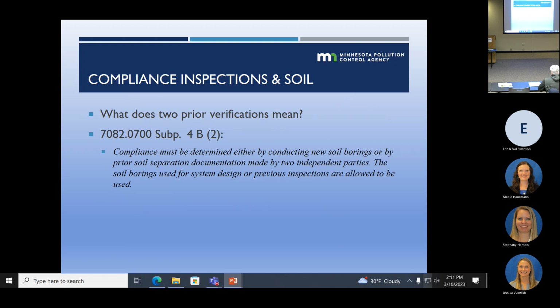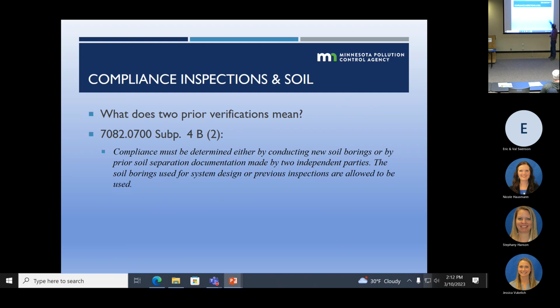So what does 2 prior verifications mean? Well, in rule, let's talk about that. What does it say in rule? Compliance must be determined by either conducting new soil borings, or by prior soil separation documentation by 2 independent parties. So it can't be the same person twice that you're using. I think we're all good with that.